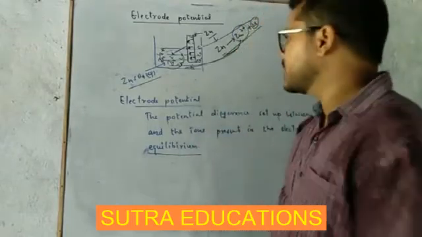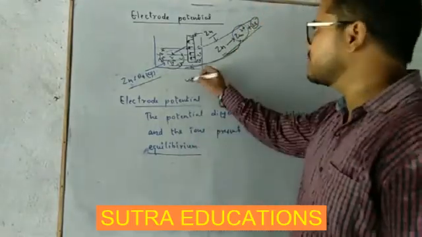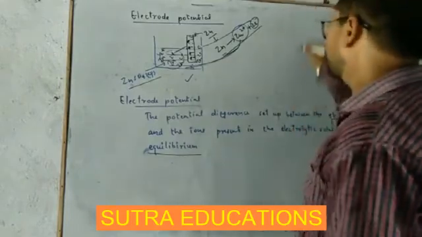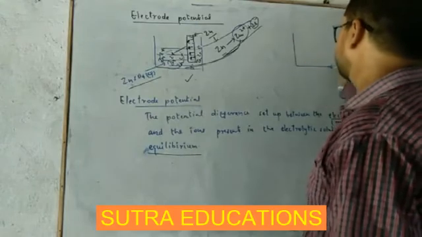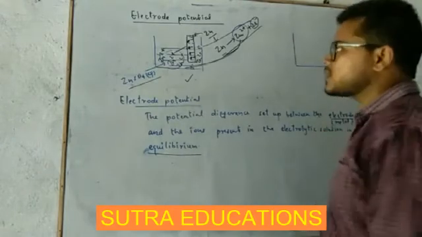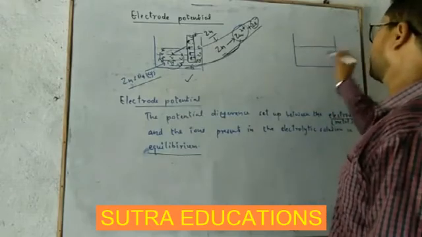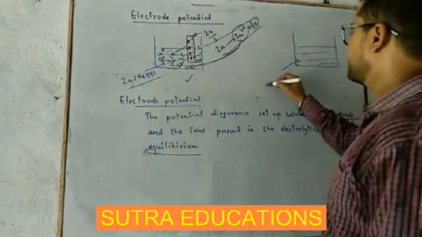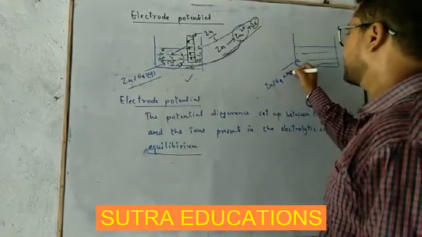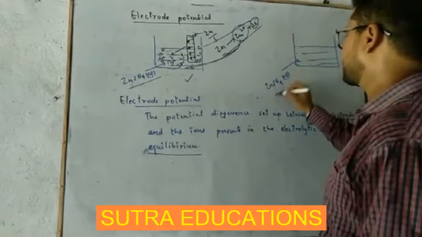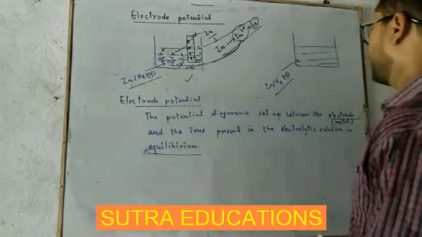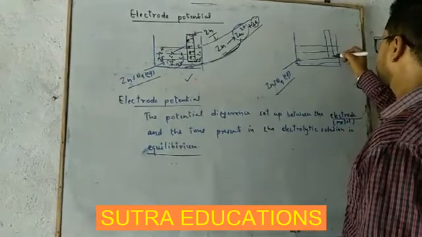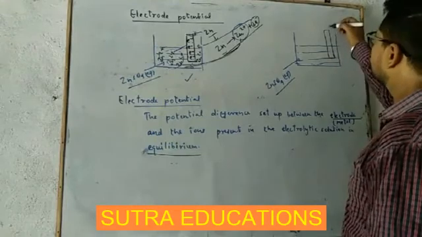Okay, now this is one figure. Now I am going to make you understand one other figure. Suppose here, the same figure, take the same figure. Here it is the electrolyte, and the electrolyte used is zinc sulfate aqueous, and a rod of zinc is inserted in this. This is the zinc rod.